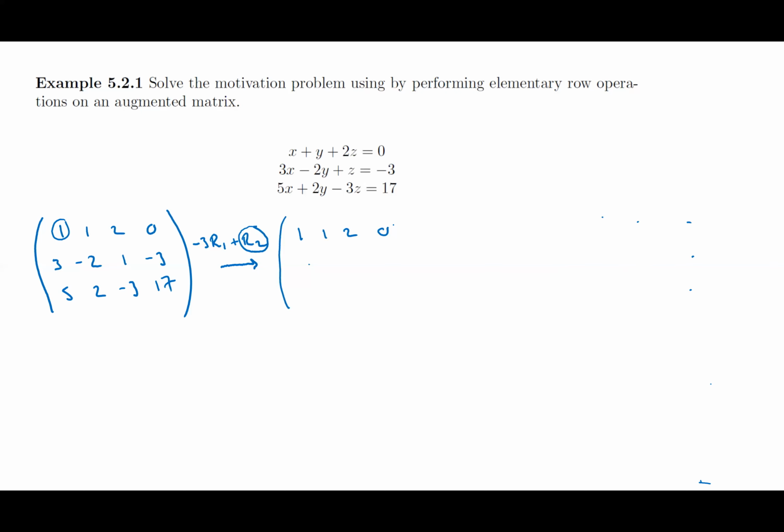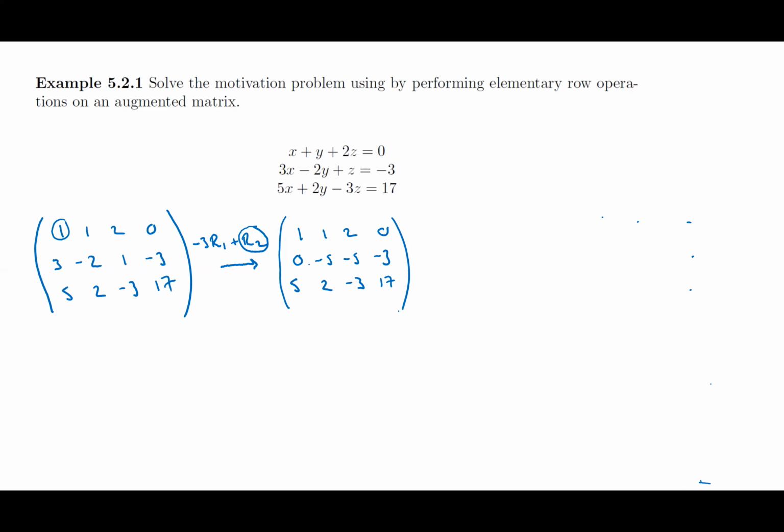Row 2 now is going to change. So I'm going to get 0 here. And then again, come back to row 1. So I'm looking at my second entry. -3 times 1 is -3 plus -2 is -5. 2 times -3 is -6. -6 plus 1, -5. 0 plus -3 is -3. Okay. Leave row 3 alone.